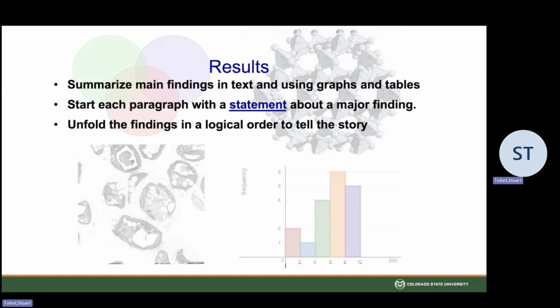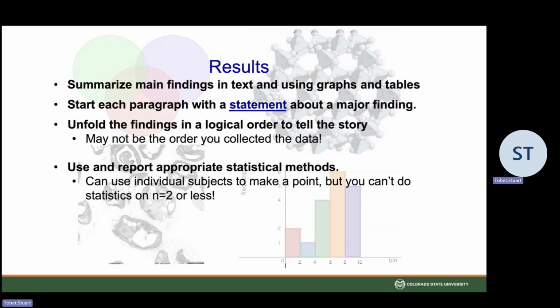You don't want to go straight into statistical statements because they don't have any context without a statement up front. You want to unfold the findings in a logical order to tell the story, not necessarily the order in which you collected the data. If you left out a group when you were doing the study and don't do it until the end, you want to tell the story in the order that makes the most sense. The final result is not dependent on the order you did things. As long as you did the right controls at every point along the experiment, you're fine reporting it in the order that makes more sense.